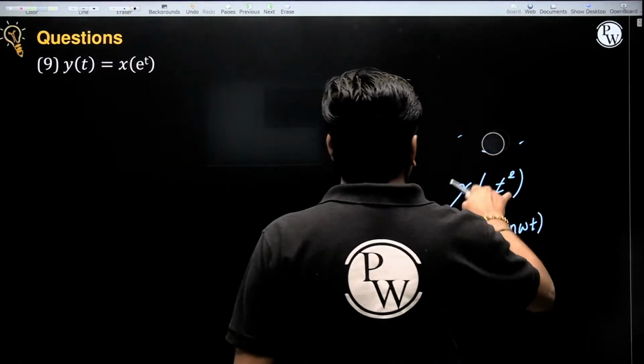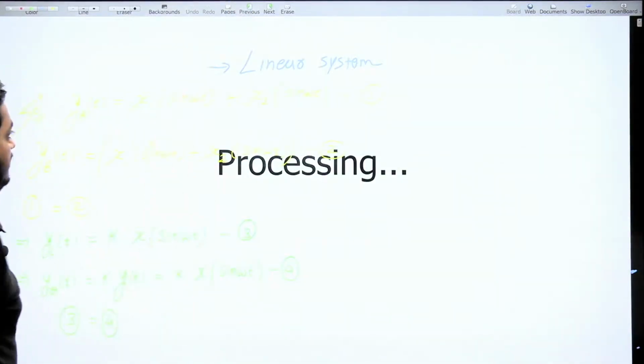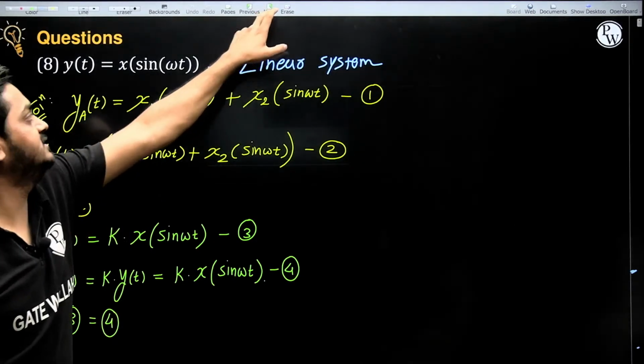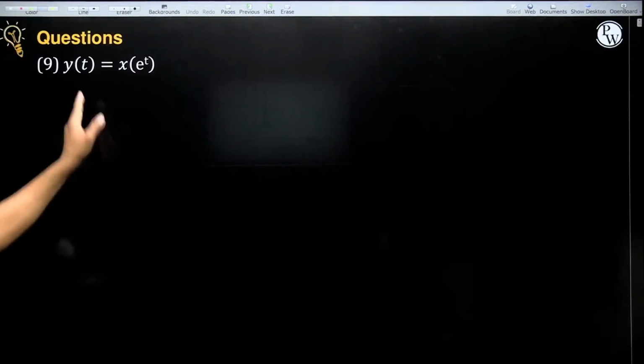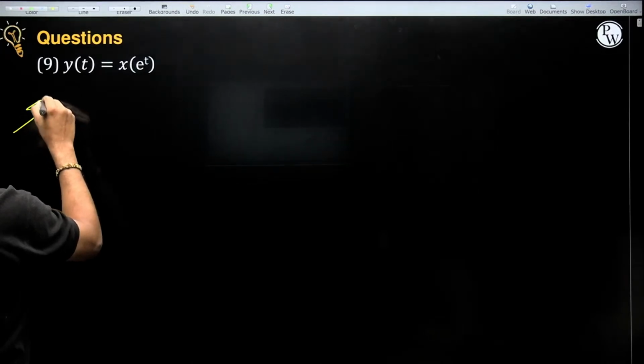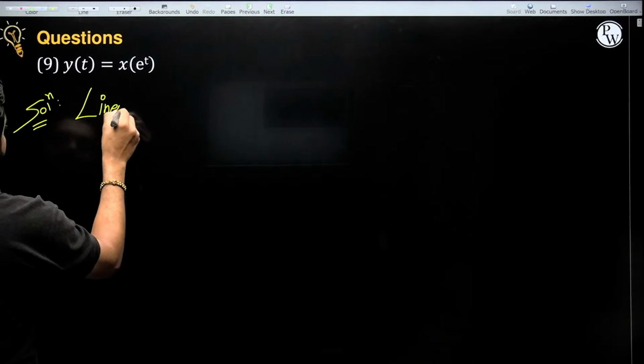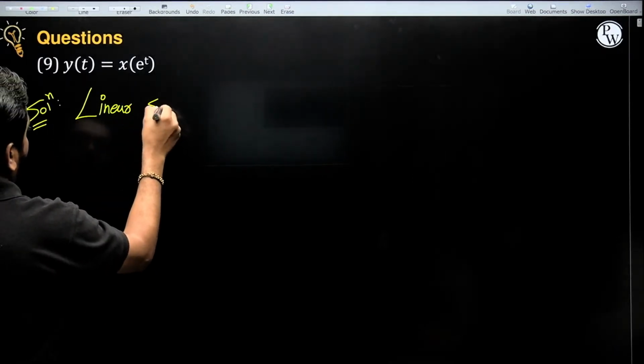Your answer is correct. Here also it is a linear system. In the previous question it was sine omega t. Now it is e power t. So there is no operation performed on the amplitude. That's why directly you can say it is a linear system. No operation performed on amplitude.